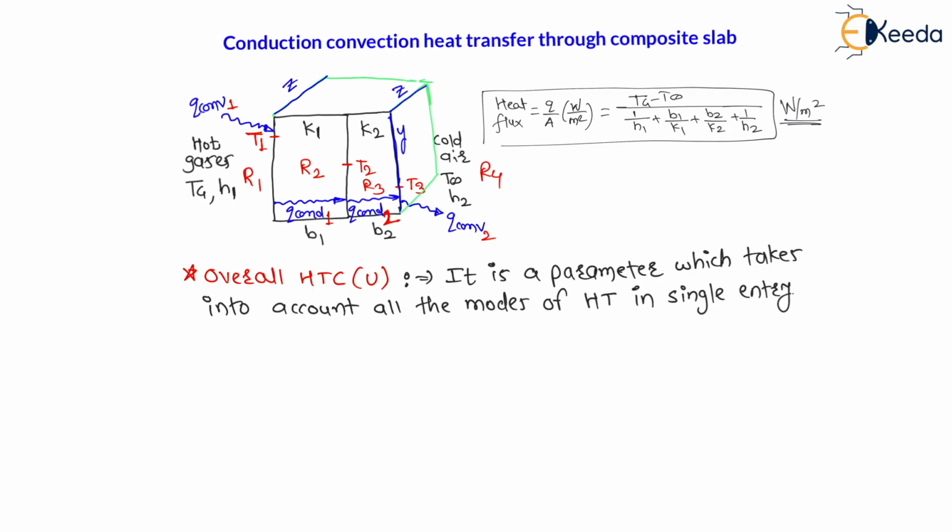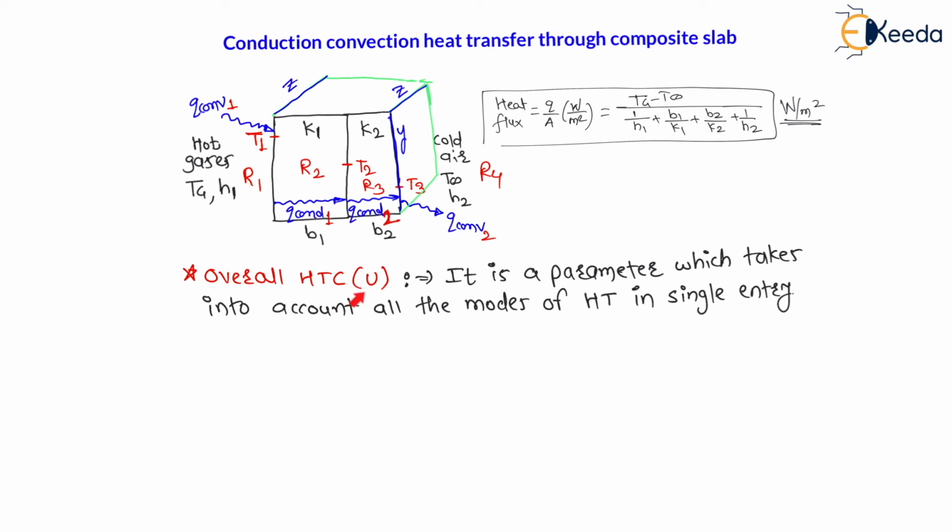Now, my dear students, after understanding this, let us understand the concept of overall heat transfer coefficient. It is represented by U. Here I have written the formula of heat flux that we have already derived in the previous session. Heat flux is nothing but Q by A, which is Tg minus T infinity, that is the total temperature difference, divided by 1 upon H1 plus B1 by K1 plus B2 by K2 plus 1 upon H2. Right? This formula we have seen just now.